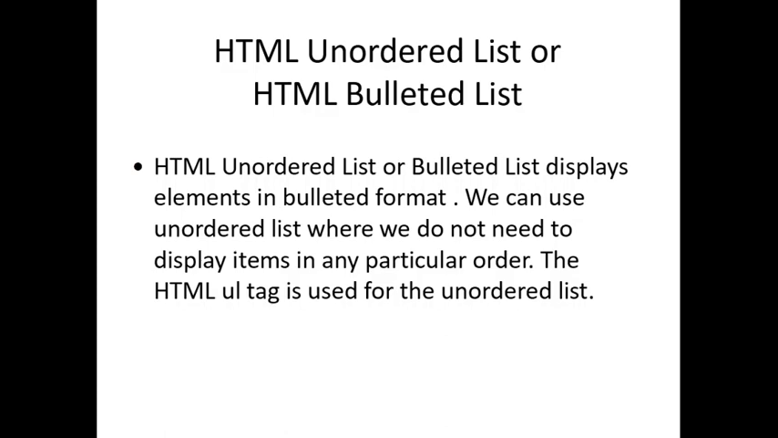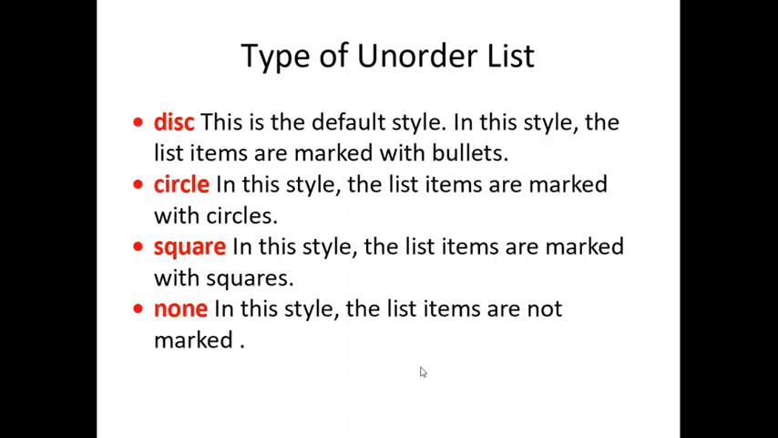The HTML UL tag is used to display unordered list. Types of unordered list. Similarly to the ordered list, an unordered list has some types. Disc. The disc is the default style of unordered list. In this style, the list items are marked with a bullet circle.